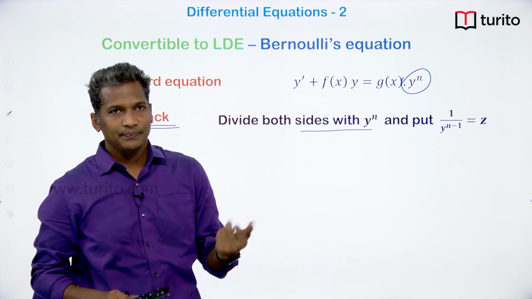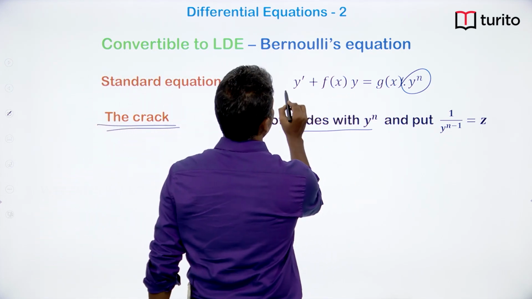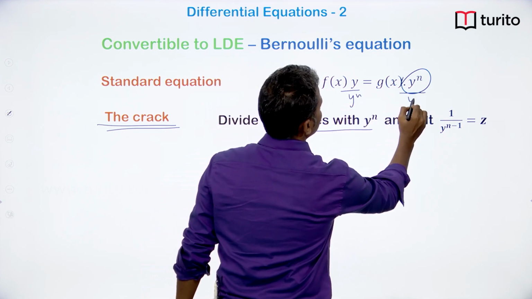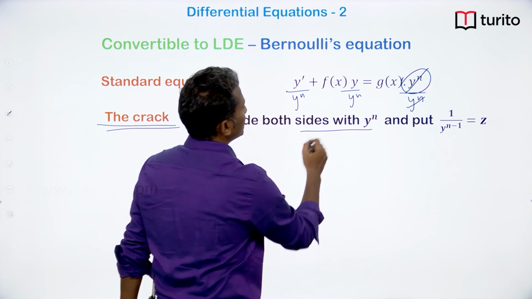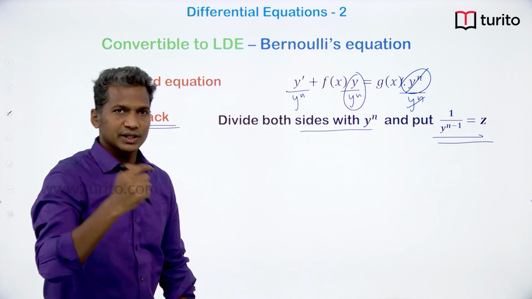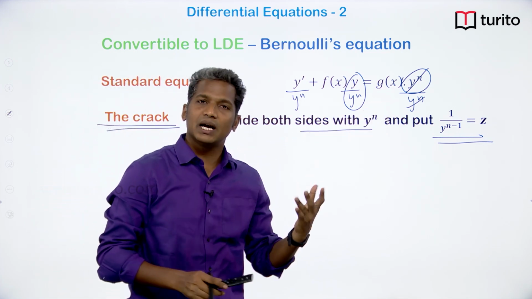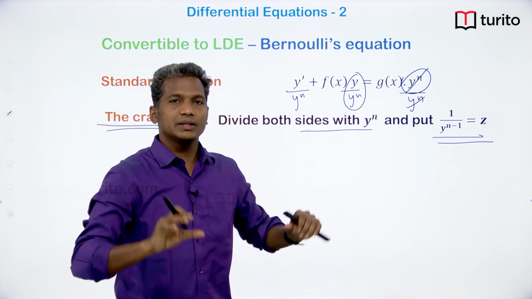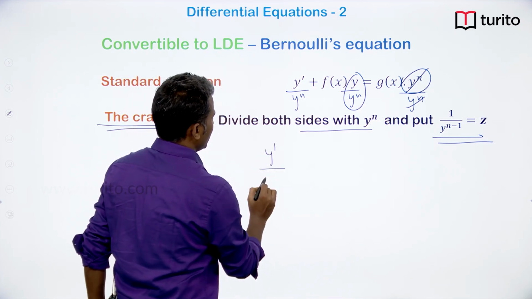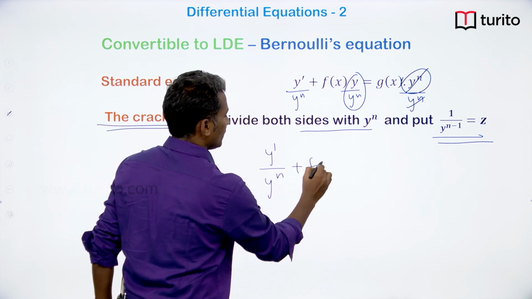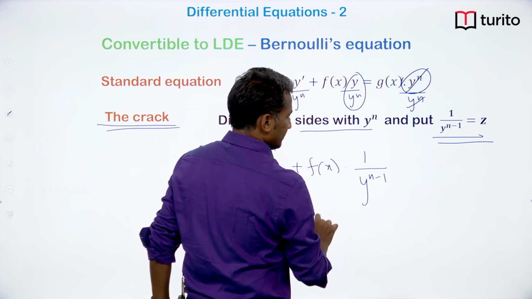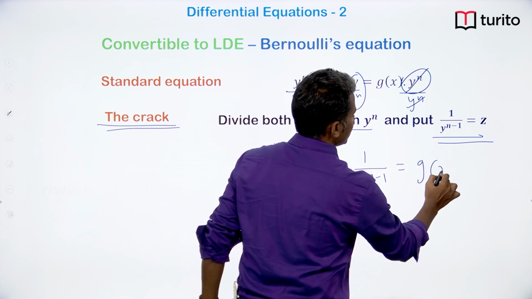new variable z. So when we divide this entire equation with y raised to n, what are we going to get? This y raised to n will get cancelled, and here we will be getting this term 1 by y raised to n minus 1. We take that as z and we try to solve the problem. That is the whole purpose of the method. So what do we basically get here? y dash by y raised to n is one term, f of x into 1 by y raised to n minus 1 is one term, equal to g of x.